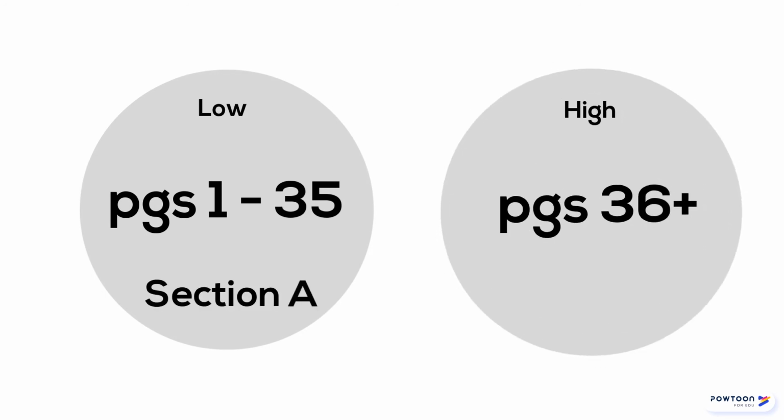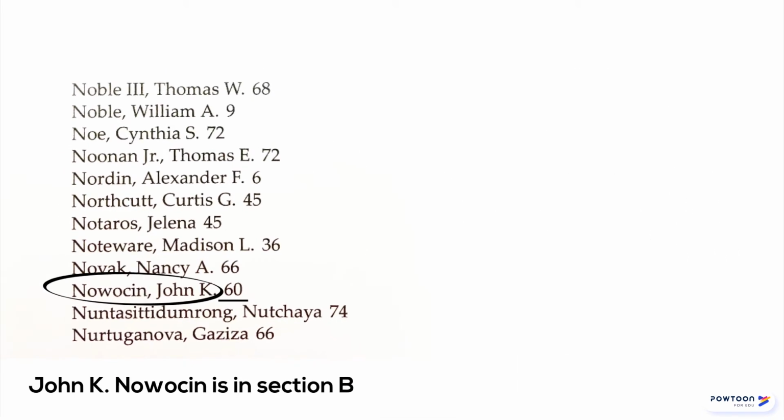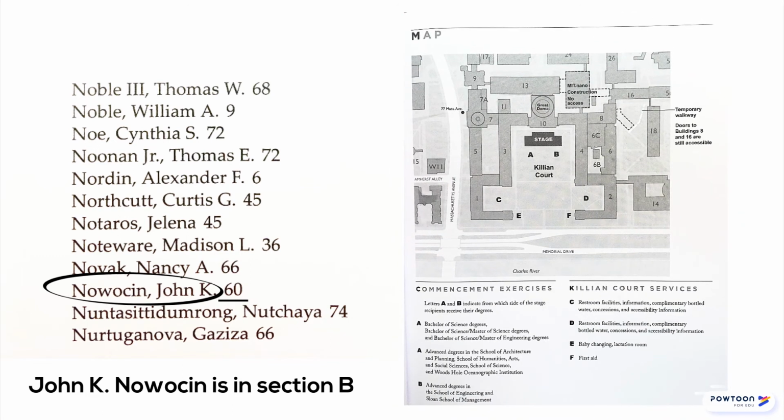If the page number is low, you know that your graduate is seated in Section A. If it's high, that's Section B. If you're not sure which section, check the page with the map to see which degrees are in each section.